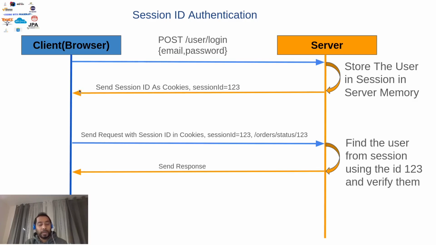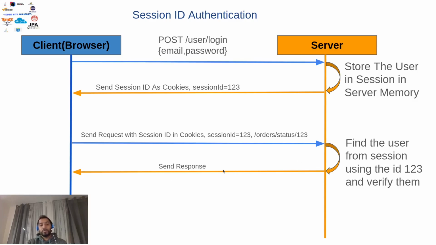Then the user wants to check the status of his order. Let's say the user wants to check the status of his order 123. The browser will send the session ID in the cookies in the next request to the server. Then the server will find the session from its memory, validate the user, and pass the response to the browser. And if there is no session, then it will throw some error.